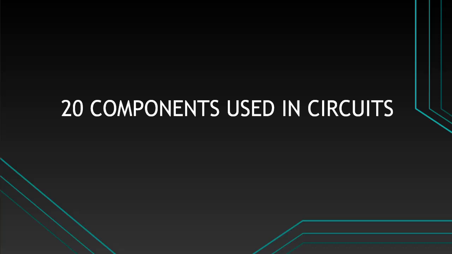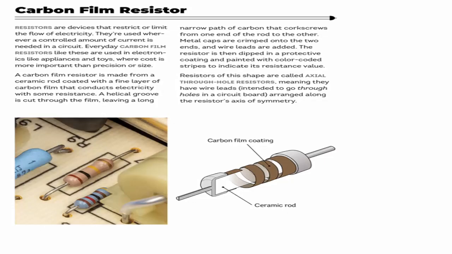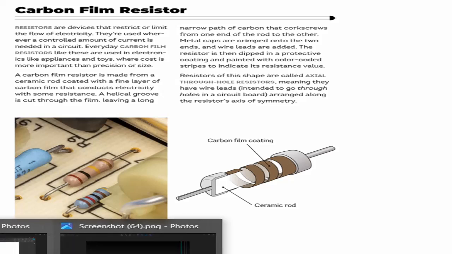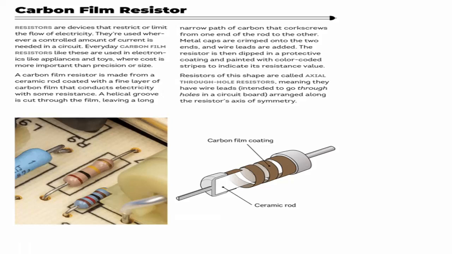So today our topic is 20 components used in electric circuits. So let's start. So the first thing that we are discussing is carbon film resistor. First we will discuss what is a resistor.